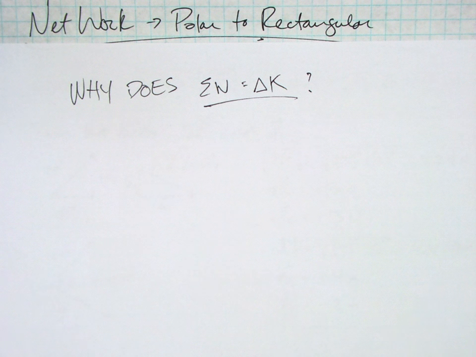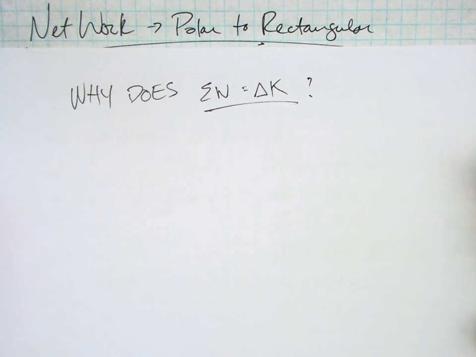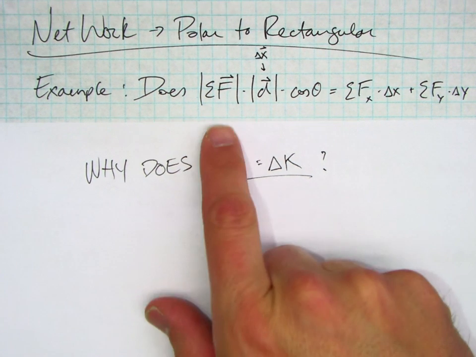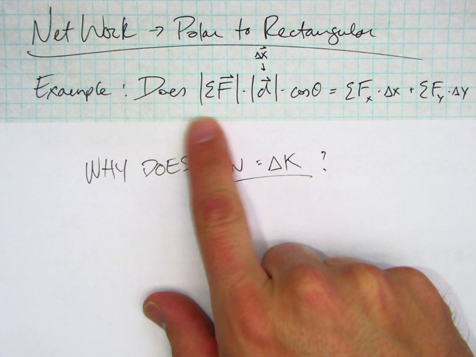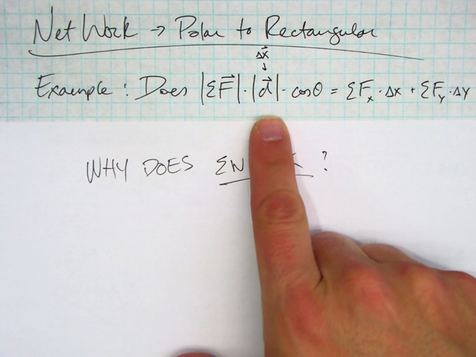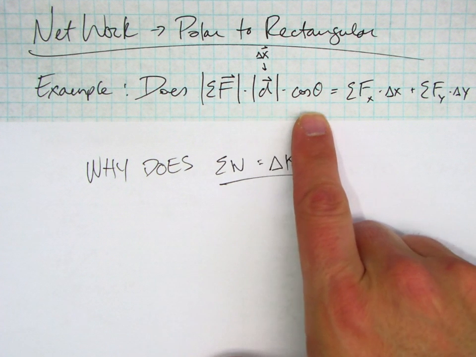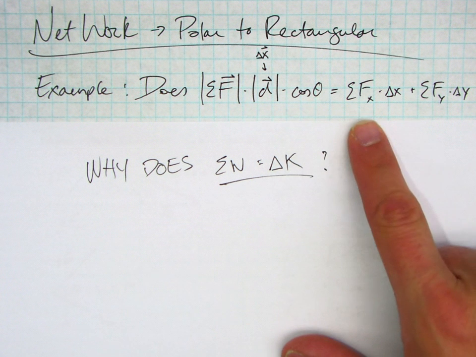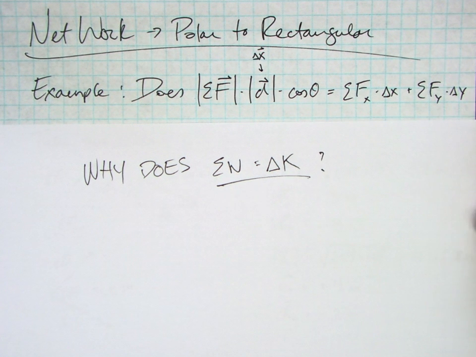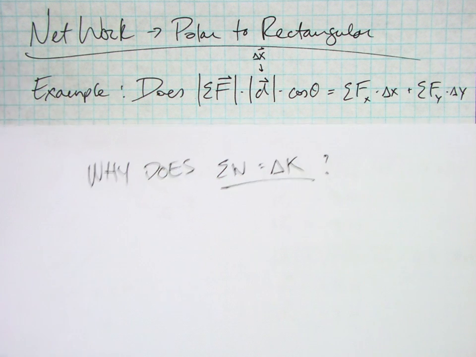All right, in this video, we're going to look at an example that will help us understand that the net work is either the magnitude of the net force times the magnitude of the displacement times the cosine of the angle in between it, or the sum of the x components and y components of f and x multiplied together. So let's look at an example.